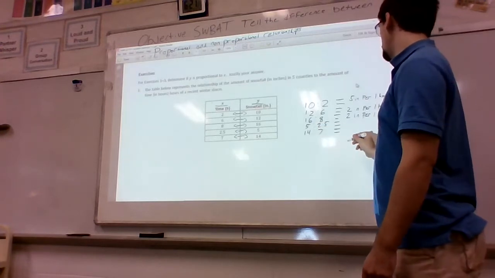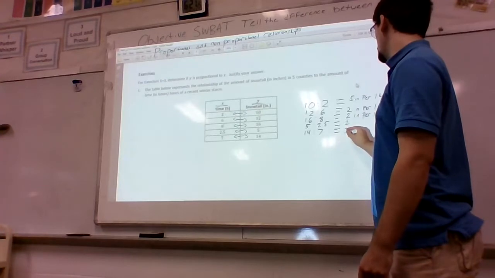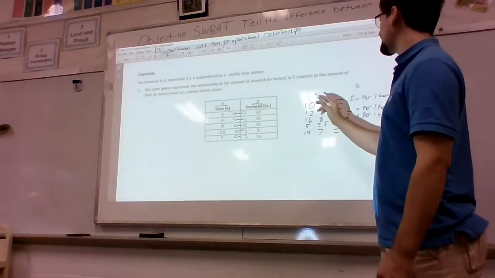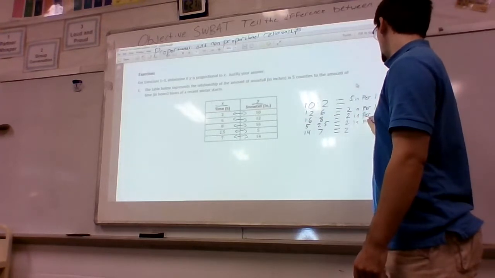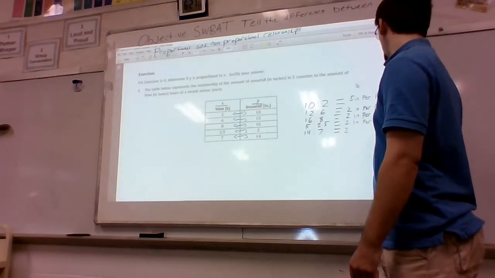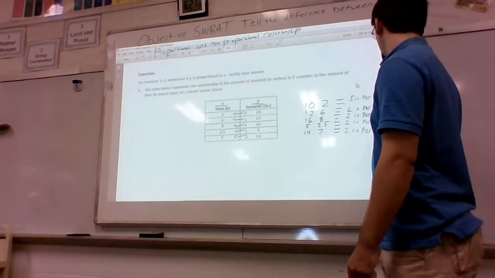5 divided by 2.5 is 2. 14 divided by 7 is 2. Remember, this tells us 2 inches per hour. 2 inches per 1 hour. And I'll finish this up. Inches per 1 hour.